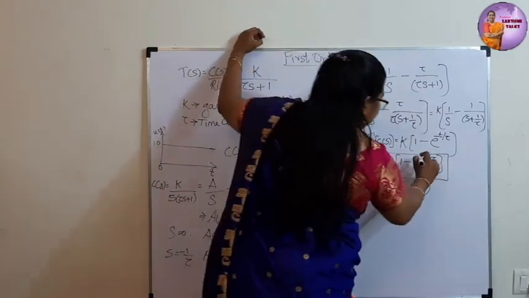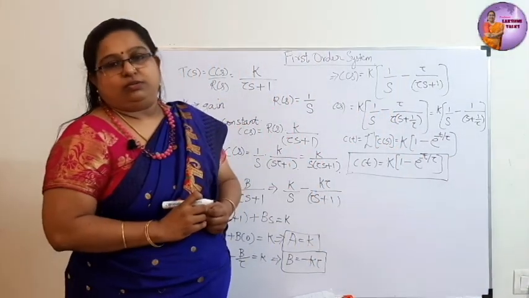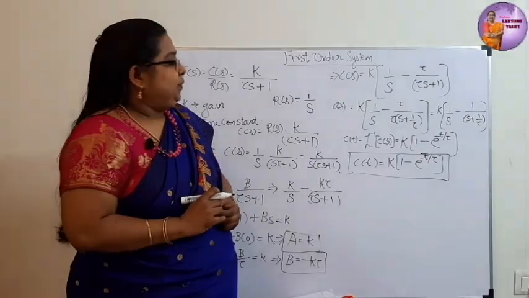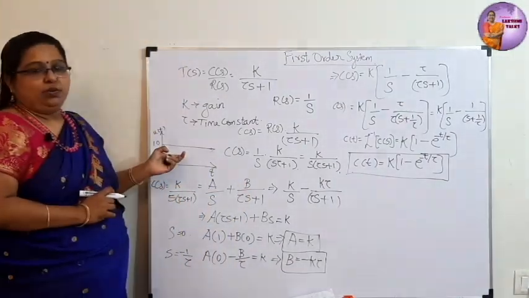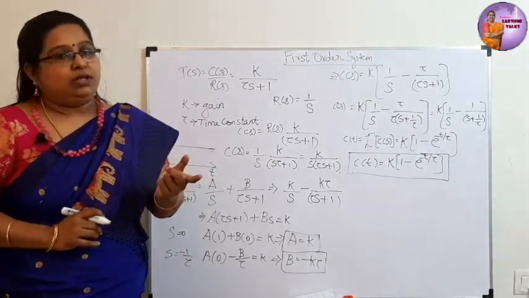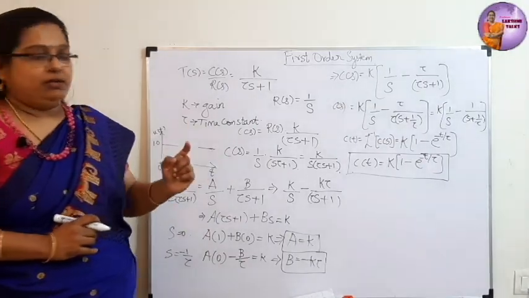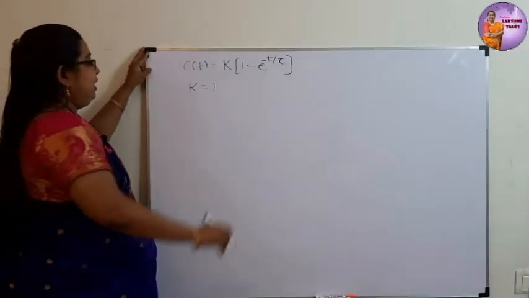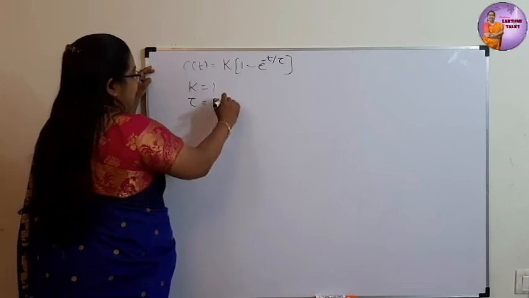Now what we need to know is, what is the role of this tau, the time constant, and how will the response be? We have already seen that our input was a unit step input. So what should the output be? Output must follow the input, so finally the output has to settle to 1. We'll assume the gain k to be 1, and also assume that the time constant tau is 0.5.